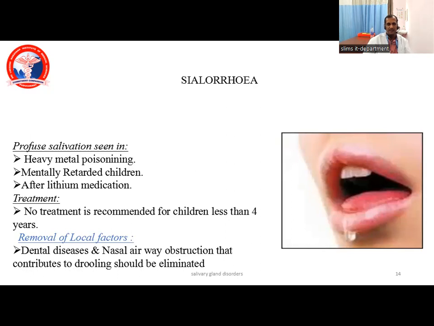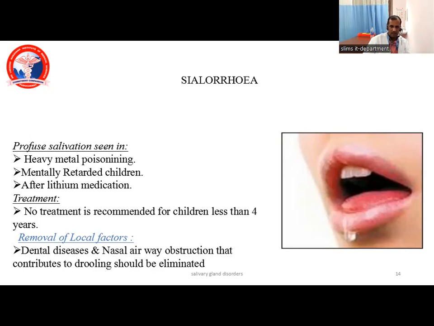Profuse salivation is seen in patients with heavy metal poisoning or in mentally retarded children after lithium medication. Sialorrhea: if the local factor is removed, this drooling can be eliminated. Removal of dental disease and nasal airway obstruction that contributes to drooling should be done. If there is any nasal obstruction, then you can expect a profuse salivation.